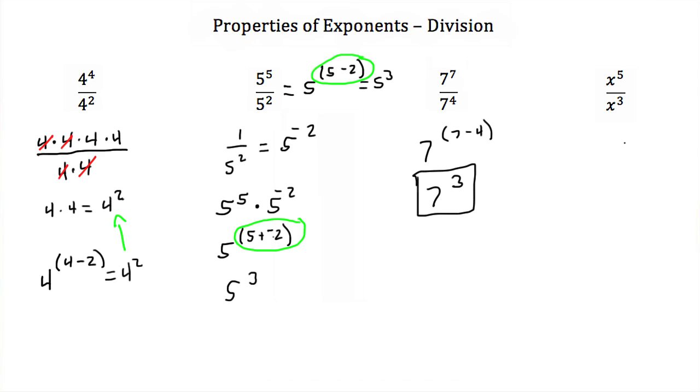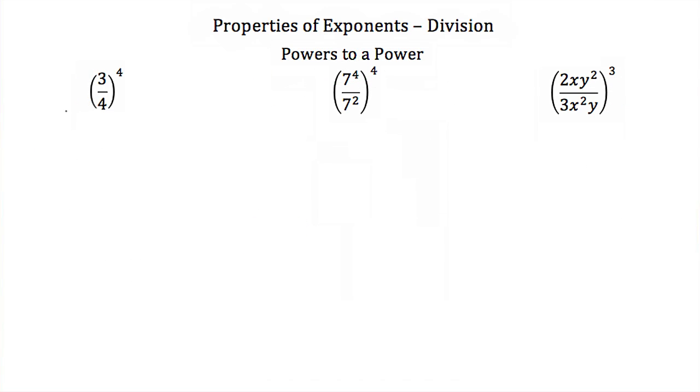And this works the same way with variables. Here we have x to the 5th divided by x cubed. This will turn into x to the 5 minus 3 power, or x squared. So again, whenever you have two numbers with the same base and different exponents, and they're divided, then you can just subtract your exponent.